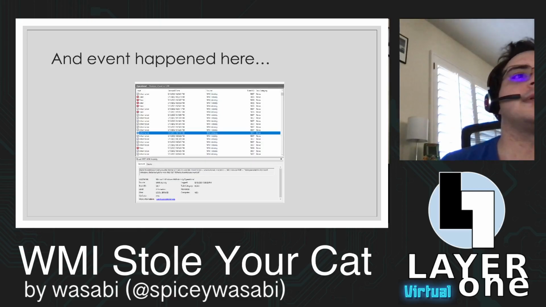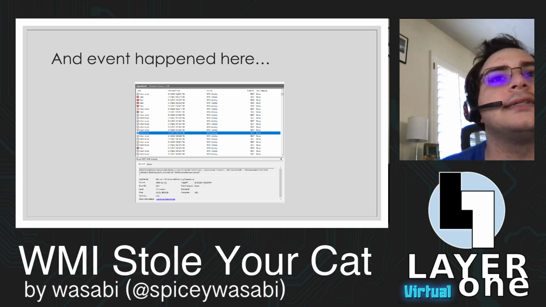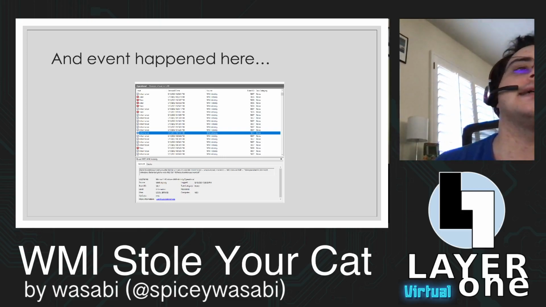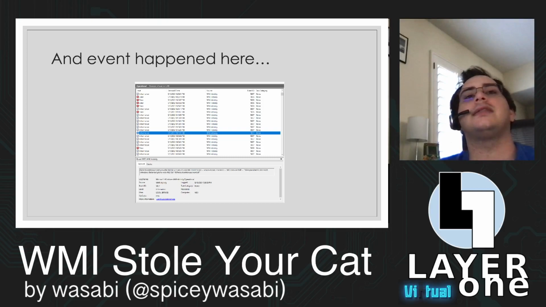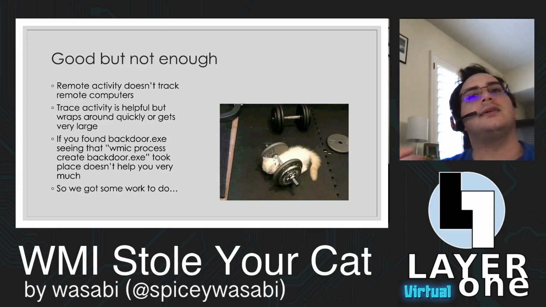And so here's that example of the event 5857, and it literally just says a DLL was loaded, WMI was triggered. That doesn't help you. As a defender, that really doesn't tell you anything that could have happened, or if it was a computer or a user or anything. So the challenge is, well, it doesn't track remote activity.